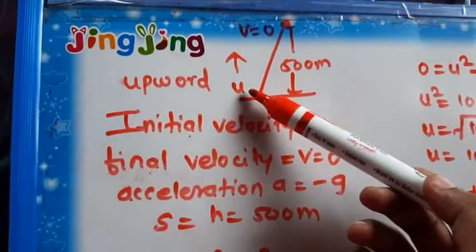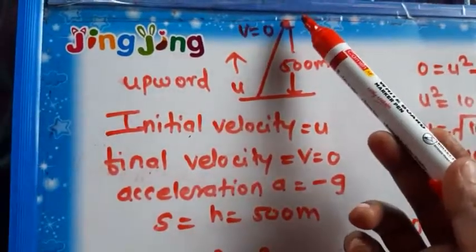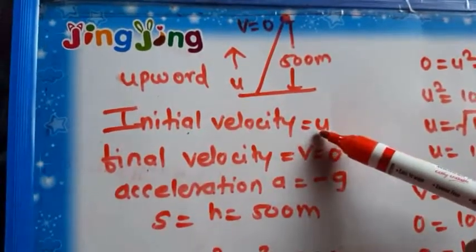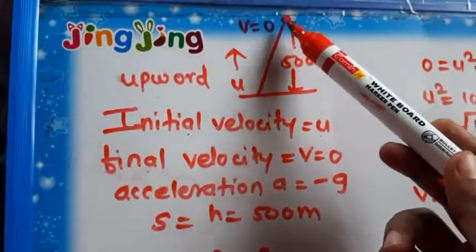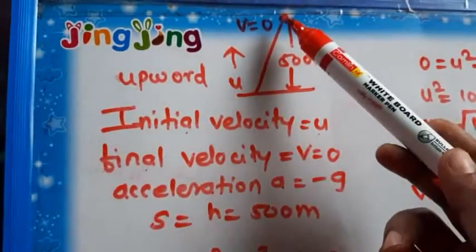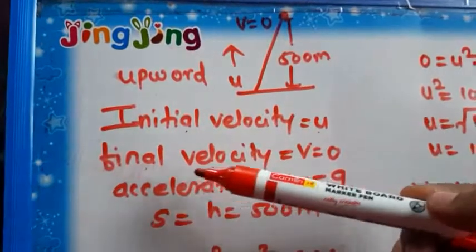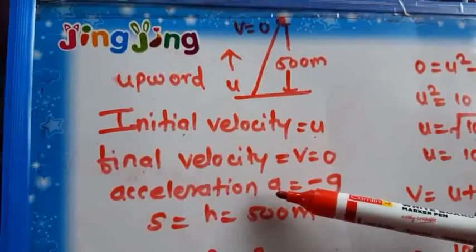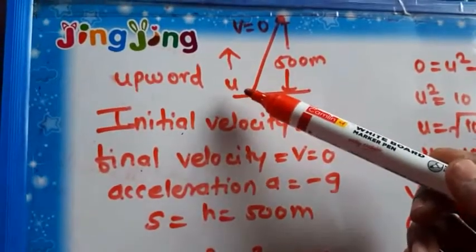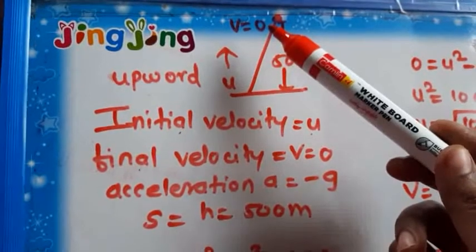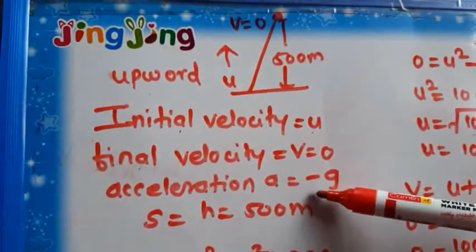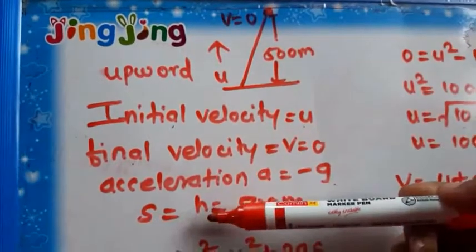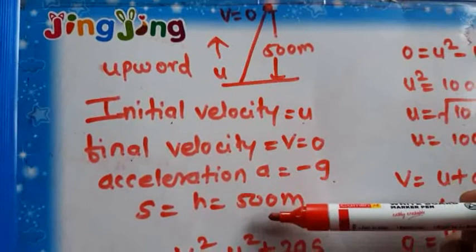The object is going in upward direction. So for that, initial velocity will be u. When it reaches the height of 500 meter, its velocity becomes 0. So final velocity will be v equal to 0. Acceleration will be minus g because it is in upward direction. So acceleration is minus g. Distance from the earth surface or displacement will be 500 meter.